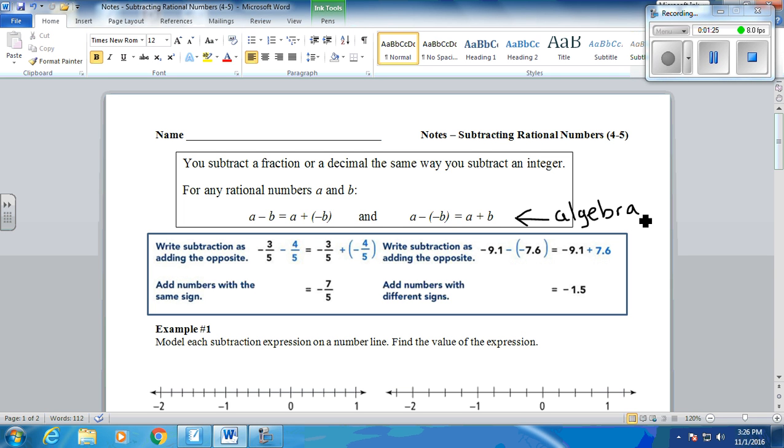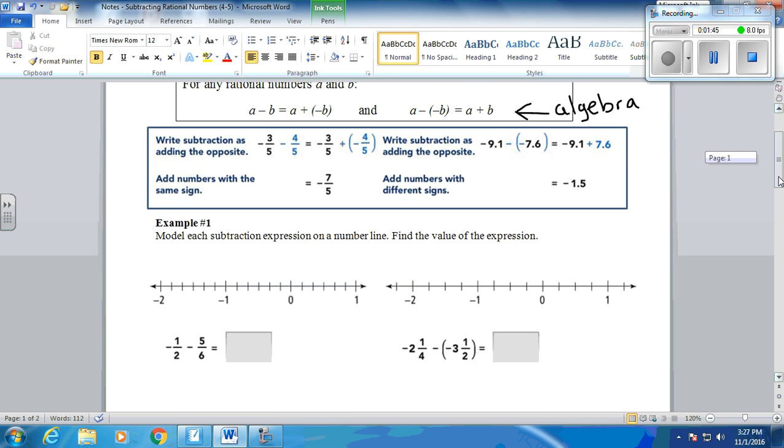Then they're showing us the same exact thing, this time with decimals, again still rational numbers. We have negative 9 1/10 minus negative 7 6/10. We need to stop and add the opposite, which means we're going to rewrite our subtraction as an addition problem, and we get equivalent answers.